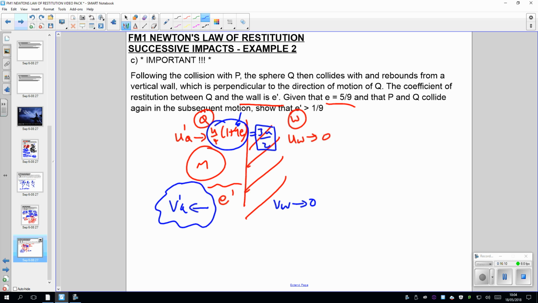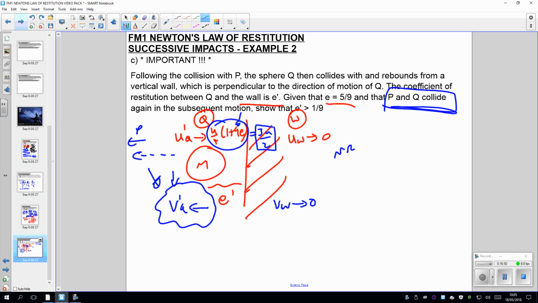All right? So it says, show that E prime must be bigger than 1/9, given that P and Q collide again. That's the most important thing. That tells me straight away, if they collide again, then Q's new speed, this one, must be bigger than P's new speed, right? Because the direction of motion of P is changed. P is traveling that way. So in order for Q to catch up and hit it, that speed must be bigger. So that's what I'm going to show. Get your logic right first before you approach the problem. So let's go for it.